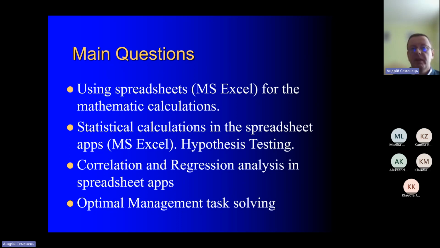paying attention to the possible use of application software, and I prefer to use a spreadsheet like Microsoft Excel as an example because of its simplicity and availability. It's not the best software for statistical analysis, but it's simple and widely available. Then I will talk about some basic statistical calculation, and most important will be hypothesis testing, and then if we have enough time, I will try to get into correlation and regression analysis if possible. If not, I will postpone this for the next lecture.